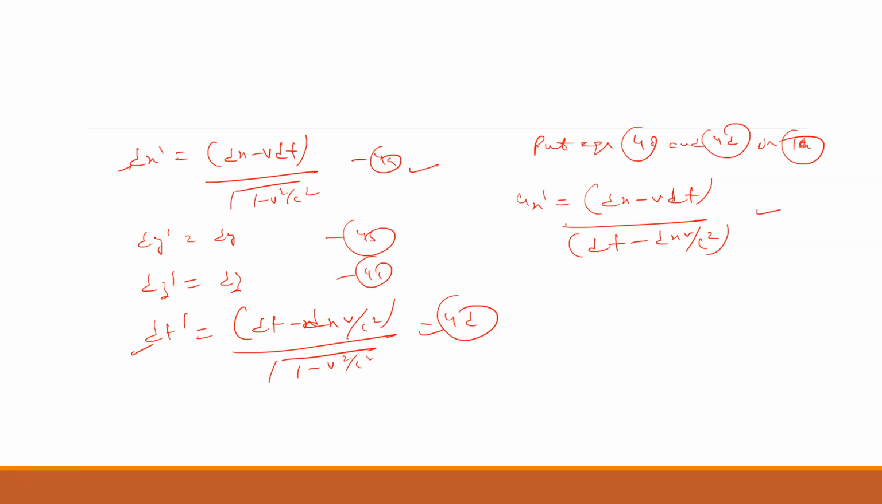Now divide the numerator and denominator of the right hand side with dt. So ux dash will become dx by dt minus v, dt by dt is 1, minus dx by dt times v by c square. Okay, you will get this result.